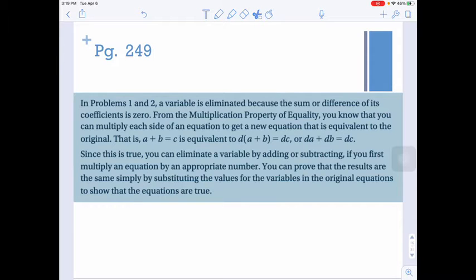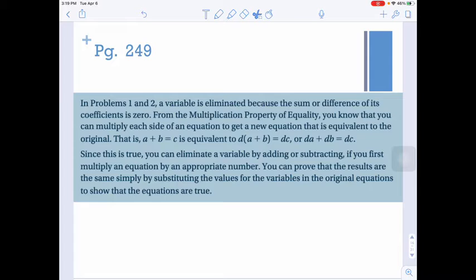Section 4.3, Example 3 on page 249. In problems 1 and 2, a variable is eliminated because the sum or difference of its coefficients is 0. From the multiplication property of equality, you know that you can multiply each side of an equation to get a new equation that is equivalent to the original.